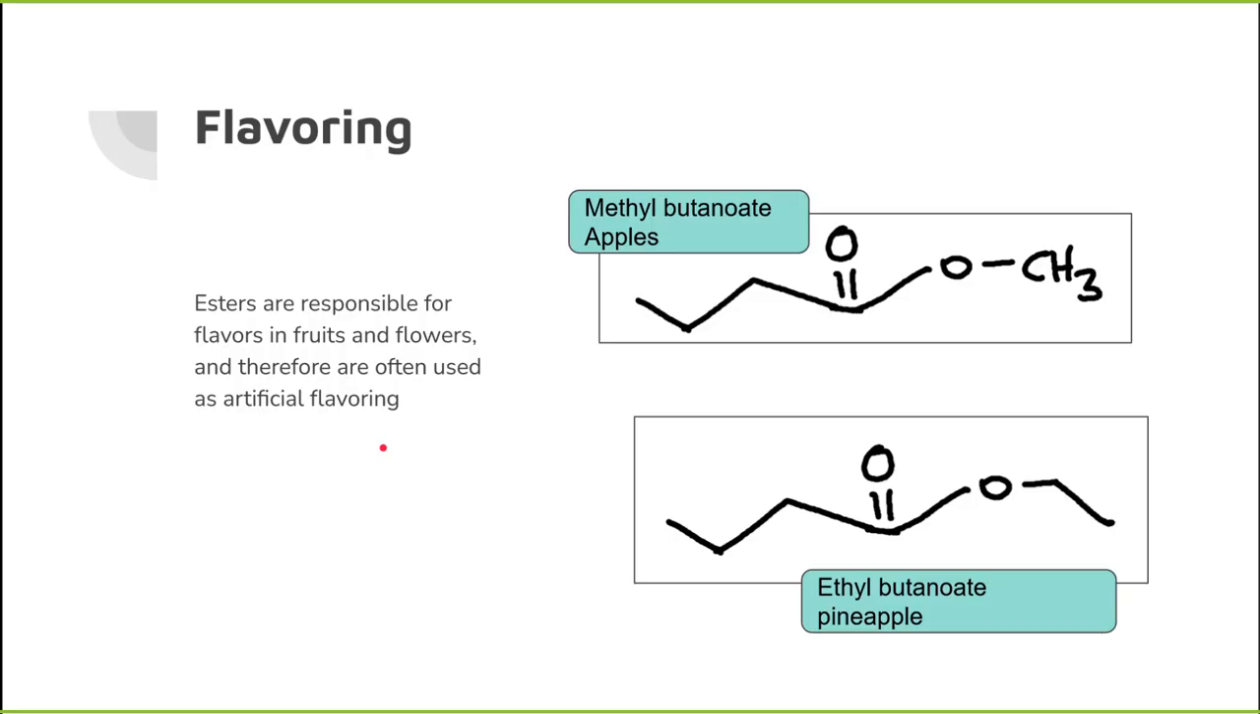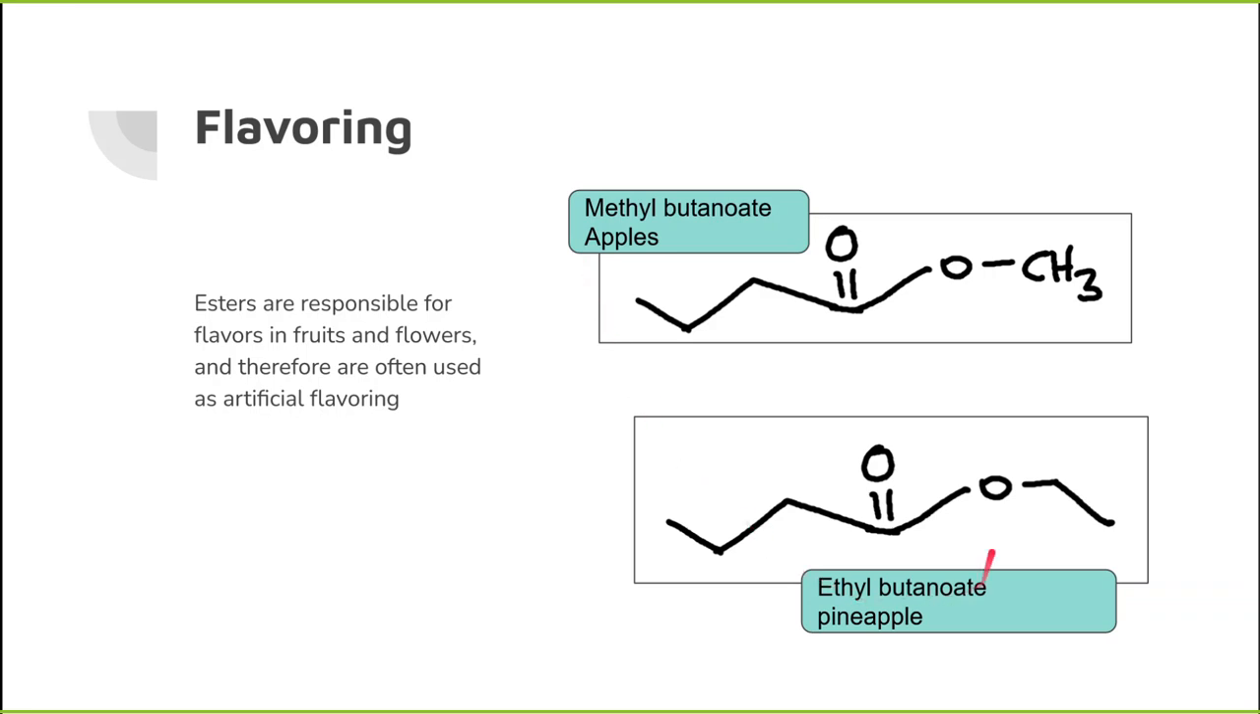Real world uses for esters. Flavoring. So like I said, a lot of fruits. Methyl butanoate. So we've got a methyl group on the end here, and then a 4-member chain. So methyl butanoate is an active ingredient in the flavor of apples.